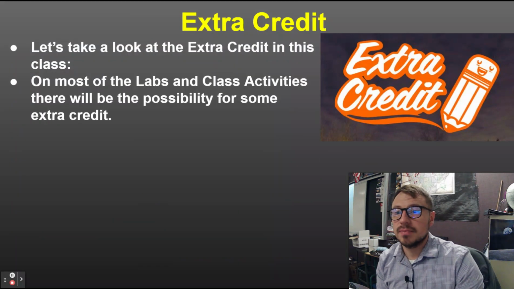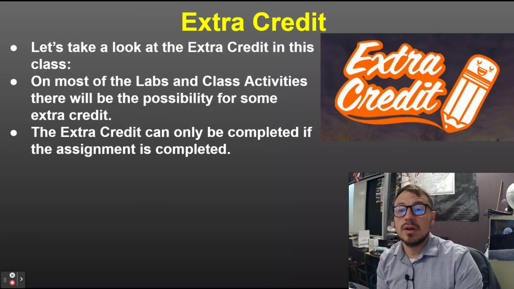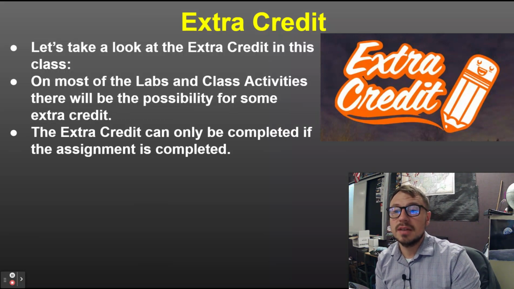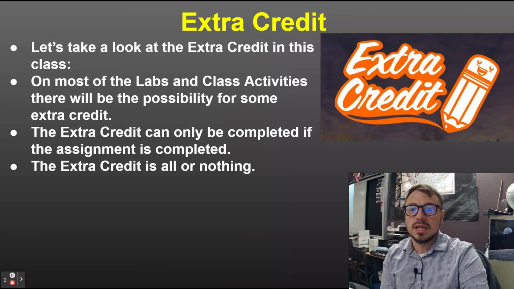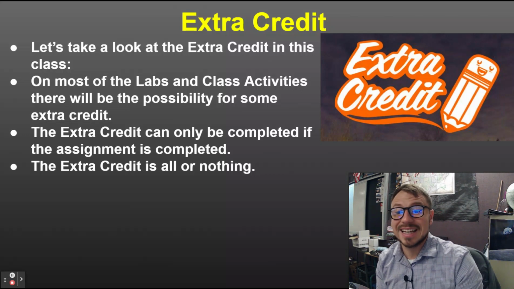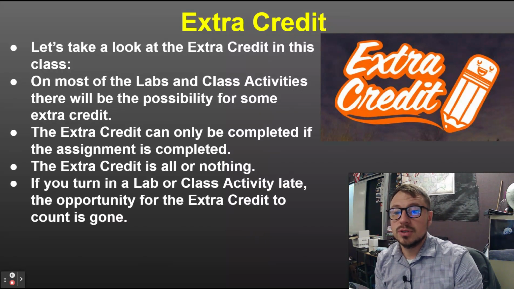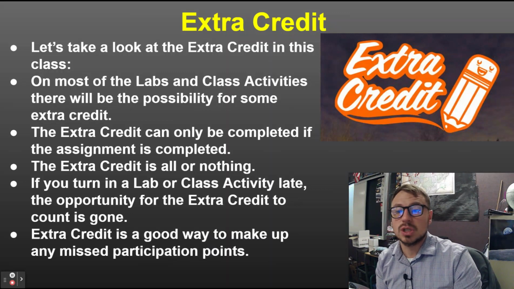Now, extra credit. On most of the lab and class activities, there will be the possibility for some extra credit. The extra credit can only be completed if the assignment is completed. So you already did the whole assignment. It's completed. It's correct. Then you can do the extra credit. The extra credit is all or nothing. If you turn in a lab or class activity late, the opportunity for the extra credit to count is gone.